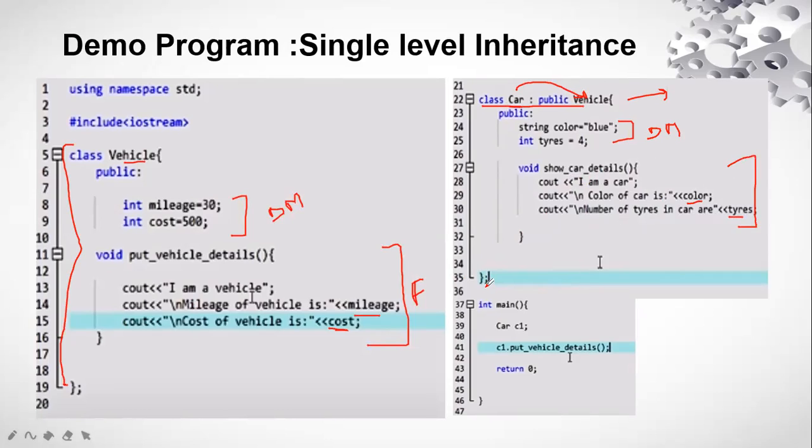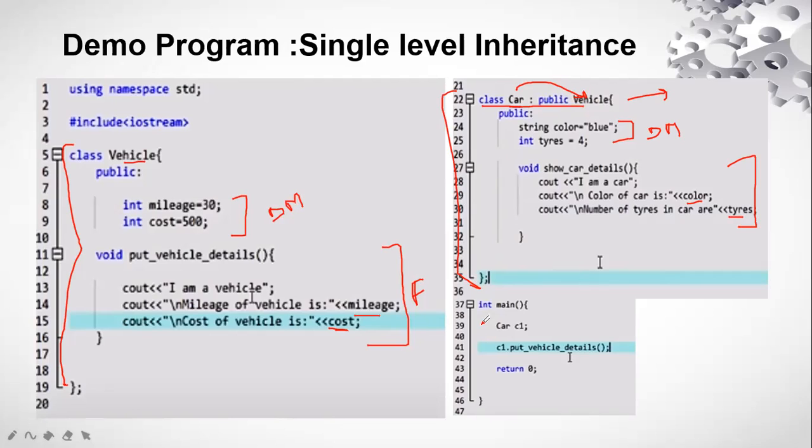So this particular complete class is what? Now this is a subclass. This is another class called car, and now this is a subclass. Why? If I'm not writing this particular part, public vehicle, then it is a simple class. It is not a subclass.